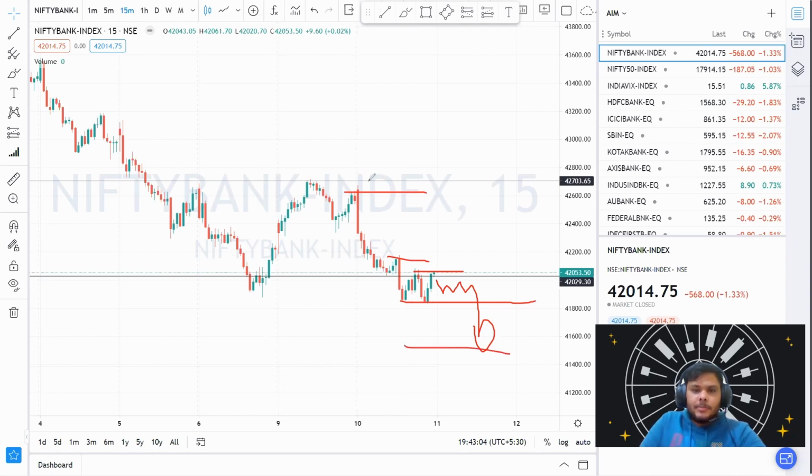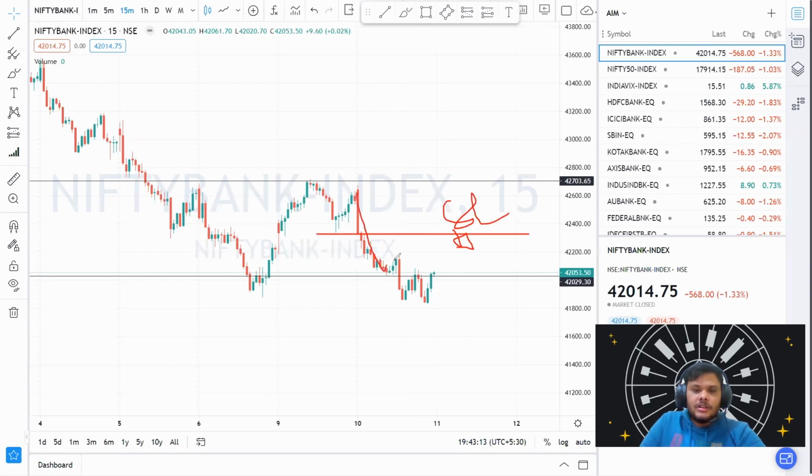But if it opens gap up around 42,200 or 300 and shows any kind of negative movement at that higher price, then also you can take a trade for selling because it continuously shows negative pressure here. So if it opens gap up around that zone, then those sellers who did not take a selling trade today are going to take a trade for selling, because it may show some negative movement from that zone.